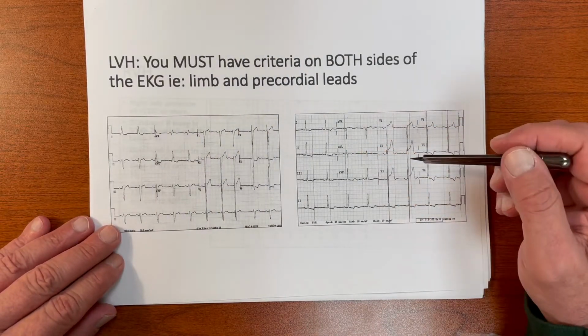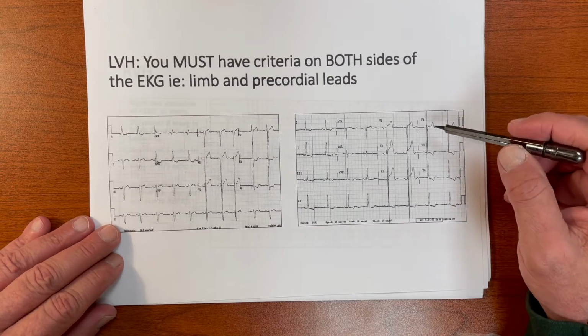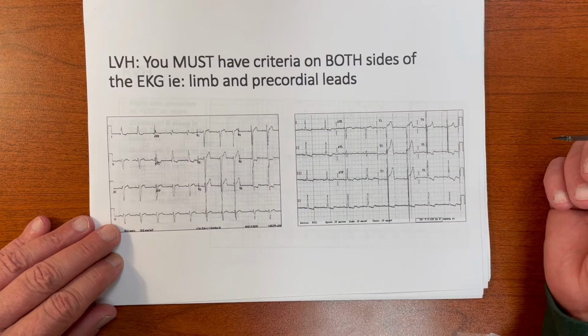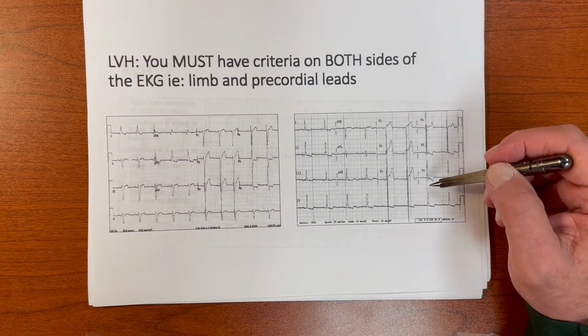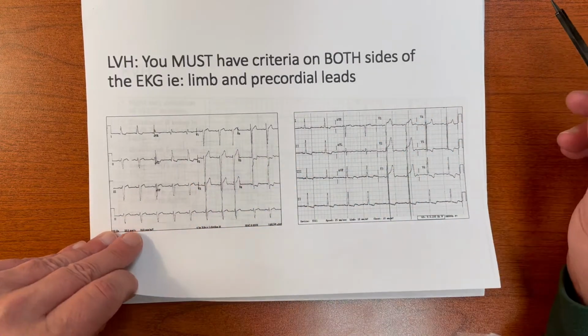Notice this has LVH, it has the repolarization changes that we were talking about. And you typically see those in the leads where you see the voltage. But you can see them in other leads as well. They tend to be seen in the precordial leads, but they can be seen like in AVL as well.